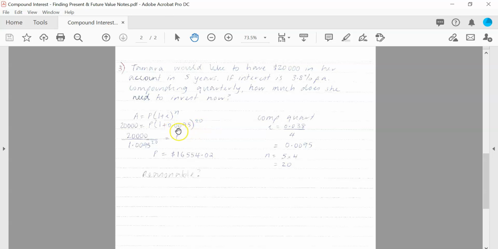The I and the N value go in here, and this time the $20,000 is what she wants to have in the future. So that's the total amount or the final amount that she wants to have. In order to find out what the principal is, or the initial value, then we are going to have to use some basic algebra here. We know that the principal is being multiplied by 1.0095 to the power of 20. So if I move that to the other side and do my opposite operation, it will be 20,000 divided by 1.0095 to the power of 20.